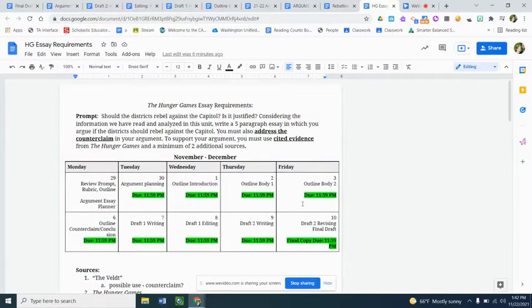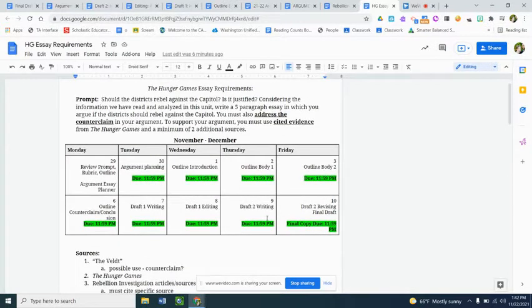Okay, so today we are going to get started on our argument essays that you guys have been super excited to get working on. It is going to be an argument based off the novel The Hunger Games. And the question shouldn't be too surprising because it's basically the IQ that we've been working with all unit. So let's get started with our prompt, okay?